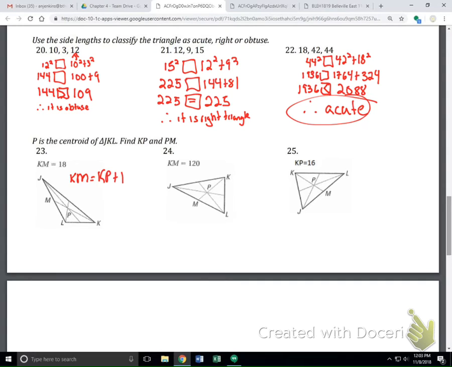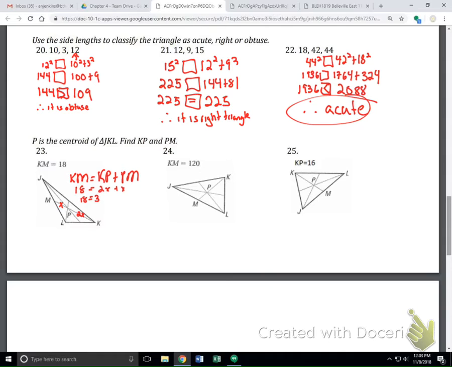KP plus PM. Okay, we know that the part with the vertex is going to be that 2x. So that KP, which starts at the vertex and meets at the centroid, is going to be that 2x. The part without that is going to be x. So from the centroid to the side that it's bisecting is x. So the part from the vertex to the centroid is 2x, and from the centroid to the side that it's bisecting is going to be x. So then we know the length of KM is 18. We substitute that in.